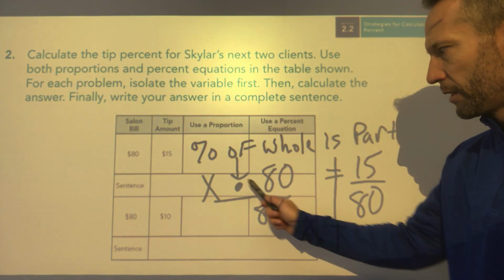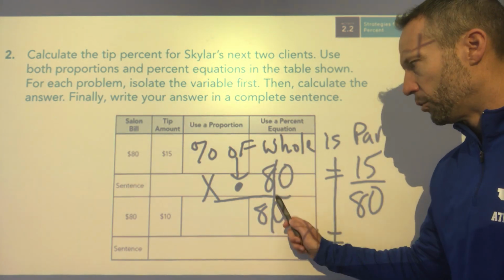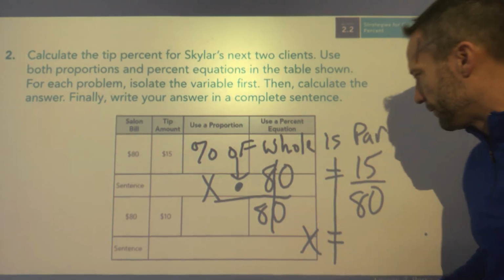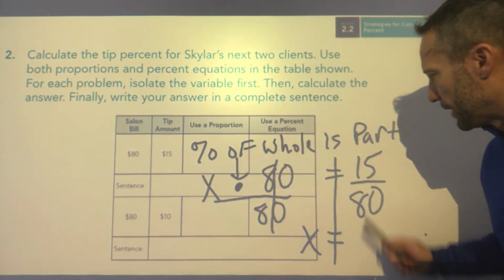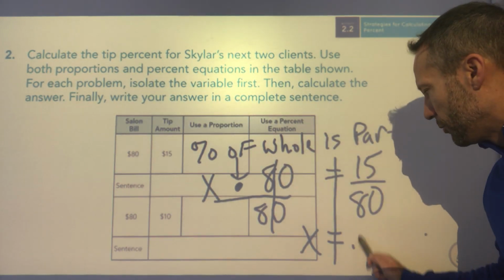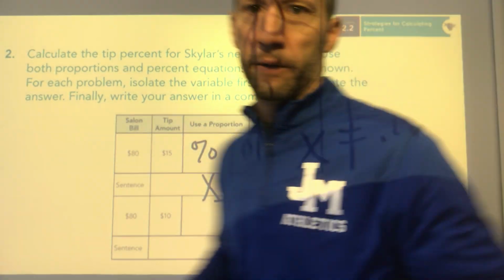So now, how did it get rid of the times 80? Well, 80 divided by 80 is 1. And 1 times x is x. And I did my job. I got x all by itself. And now, all I have to do is divide 15 divided by 80, which in this case is going to give me an answer of 0.1875. Now here was the tricky part, okay?